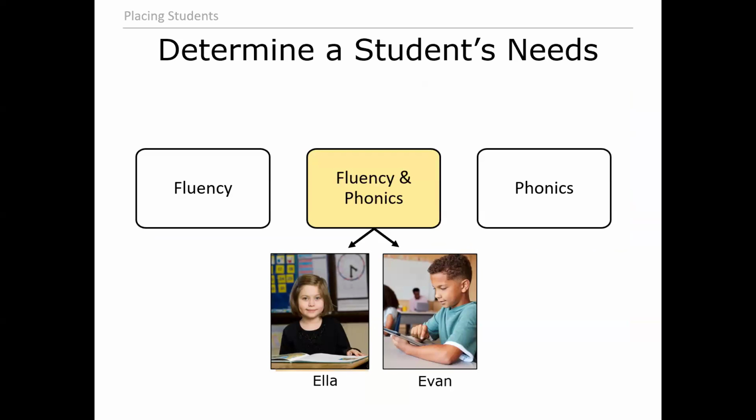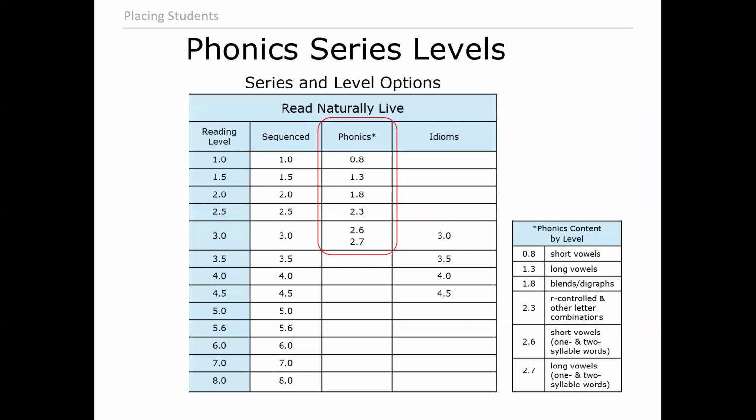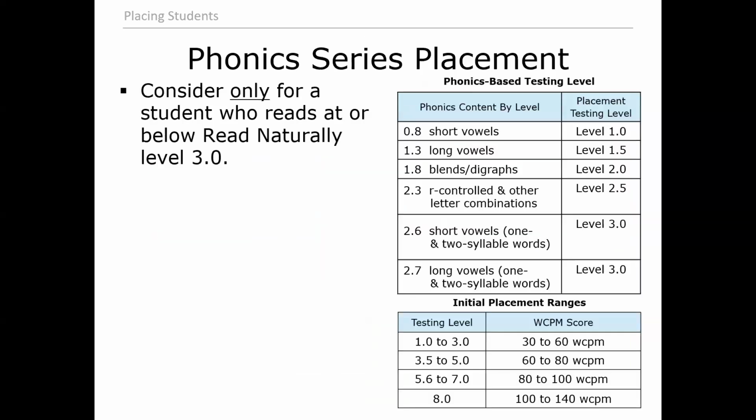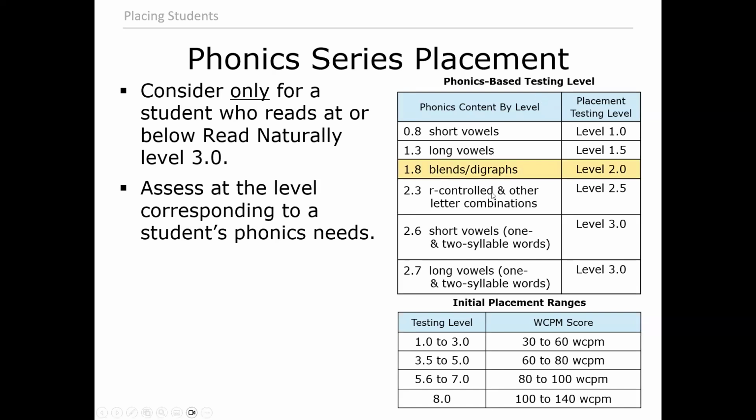Okay, so let's talk about when you use the phonics series and when you don't. Our phonics series is written at the lower levels. It's written at 1.0 to 3.0 reading levels. So if you have a student who you know has a phonics issue, you can use a phonics level if the student reads at or below a 3.0. Okay, so this table provides some examples. If your student reads at an early second grade level and struggles with blends and digraphs, well, the phonics series is going to be a great option for that student.